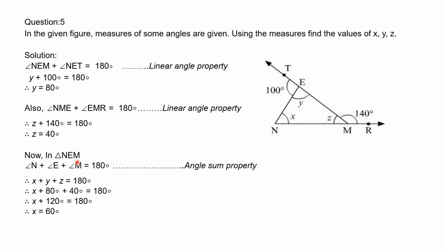Now in triangle NEM, angle N plus angle E plus angle M is equal to 180. So therefore x plus y plus z is equal to 180 degrees. Therefore x plus 80 degrees plus 40 degrees is equal to 180 degrees. Here we substitute the given measures. Therefore x plus 120 is equal to 180 degrees. Therefore x is equal to 180 minus 120, answer is 60 degrees. Hence the values of x, y and z are 60 degrees, 80 degrees and 40 degrees respectively.